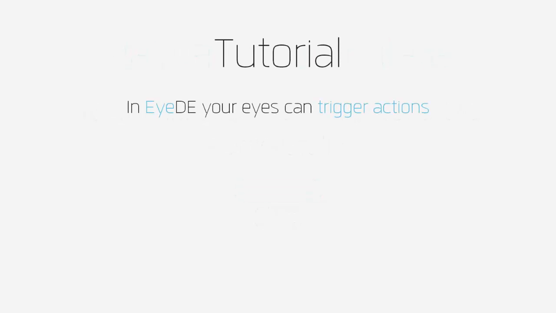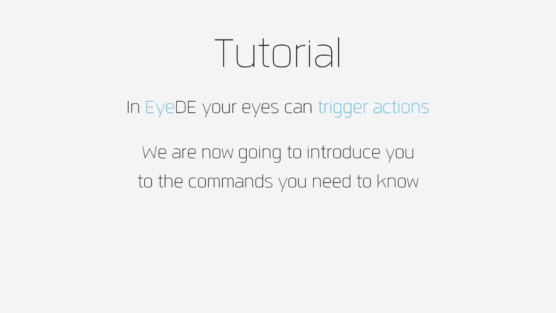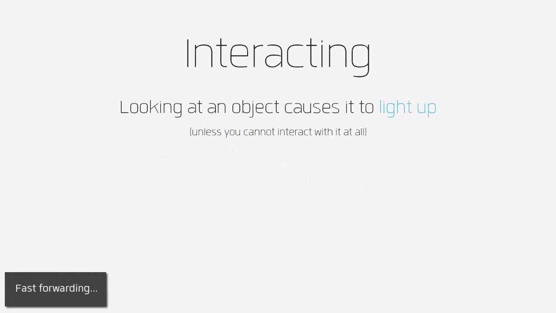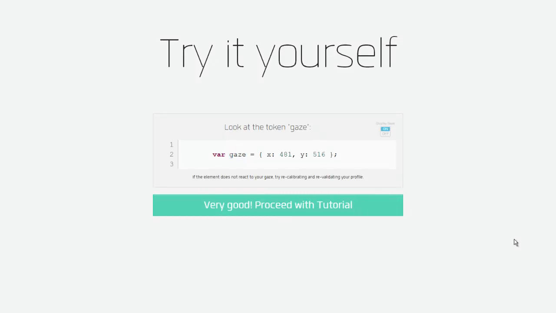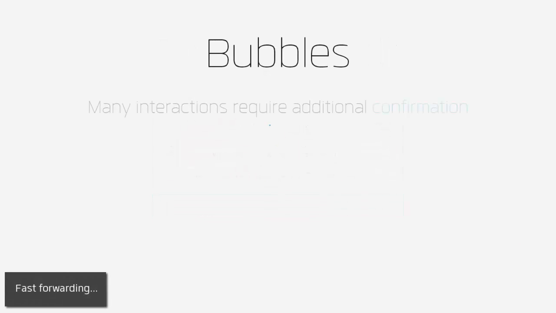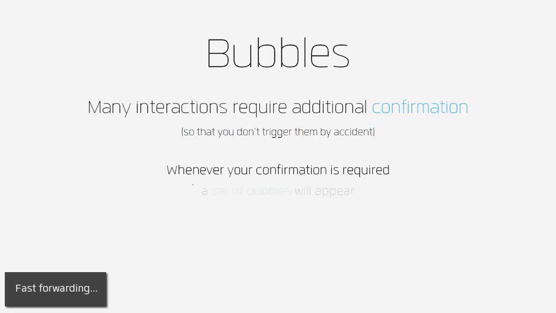In a nutshell, you can trigger certain actions when looking at variables or method calls, for instance. This first example isn't really too spectacular as it merely highlights the variable for a brief moment, but that is just for introductory purposes. From now on, we can actually put our mouse away since we can also look at the buttons to proceed. That might turn out to be quite handy sometimes.